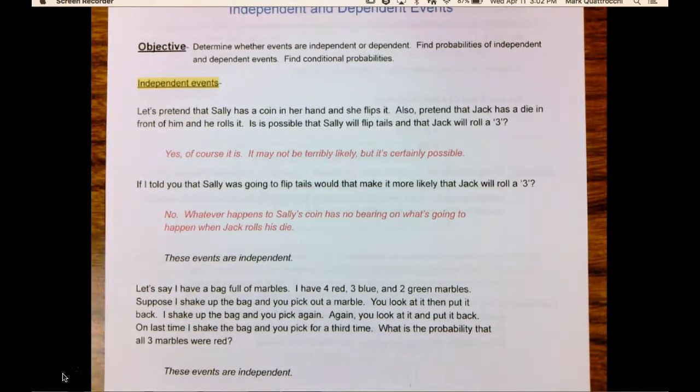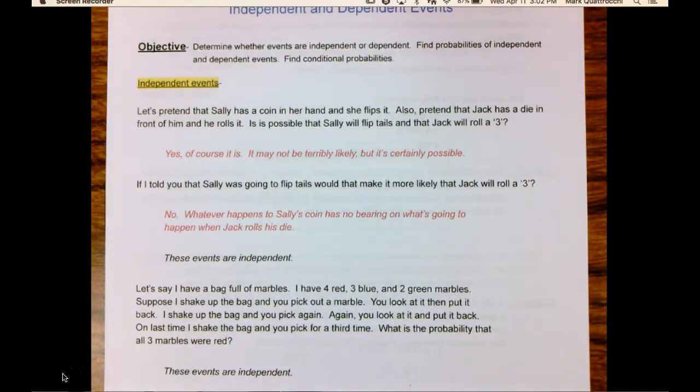Let's say I have a bag full of marbles. I have 4 red, 3 blue, and 2 green marbles. Suppose I shake up the bag and you pick out a marble. You look at it, then put it back. I shake up the bag and you pick again. Again you look at it and put it back. One last time, I shake the bag and you pick for a third time. What is the probability that all 3 marbles were red?